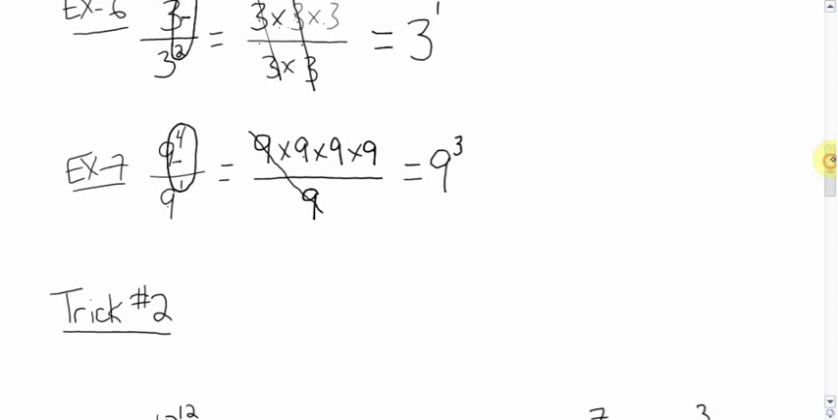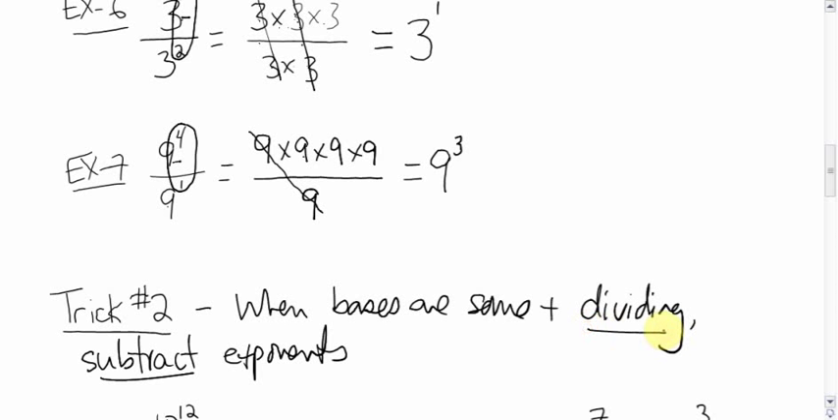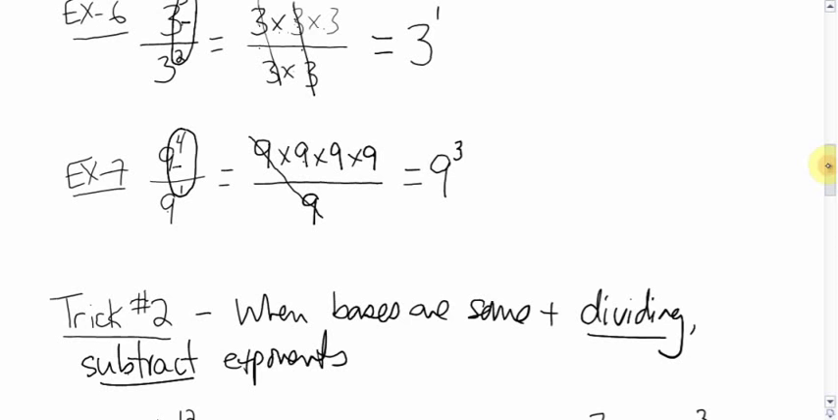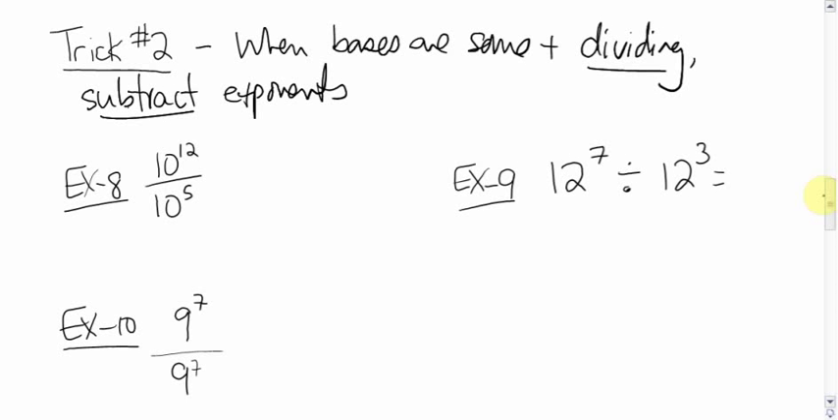So trick number 2 is: when the bases are the same and dividing, you subtract the exponents. So when you're dividing, you subtract. When you're multiplying, you add. Okay, let's take a look at these 3 examples, see if you can get that trick down pat.